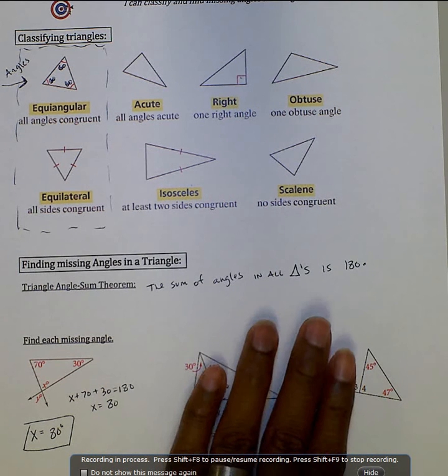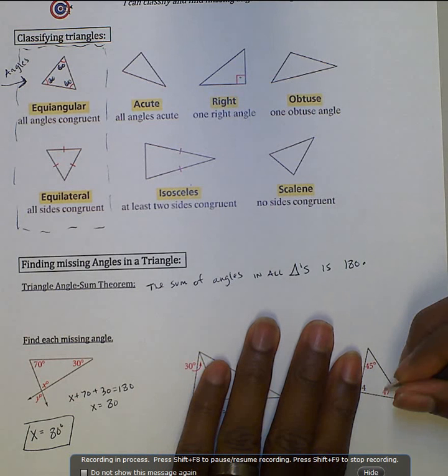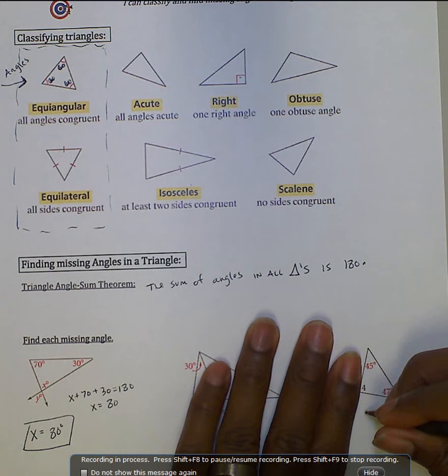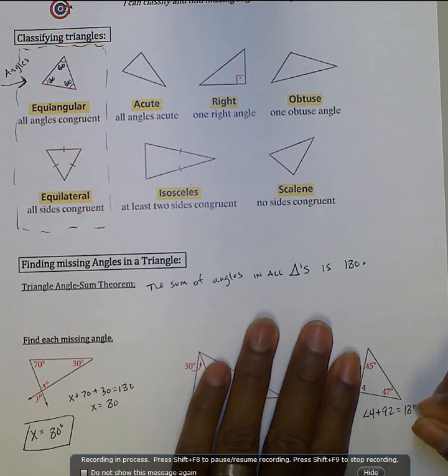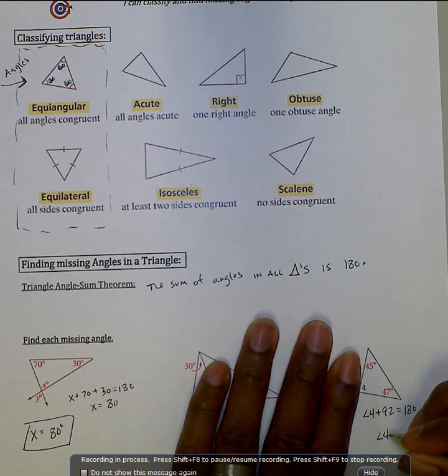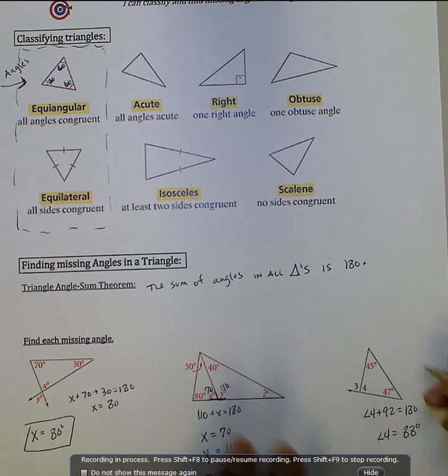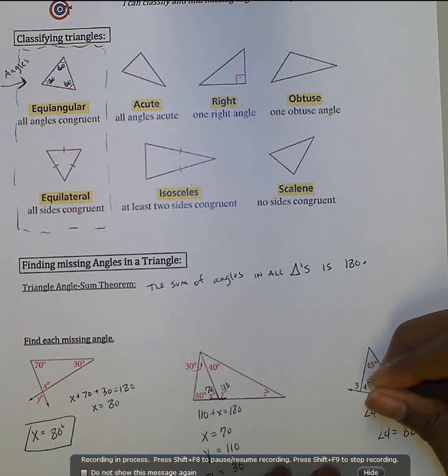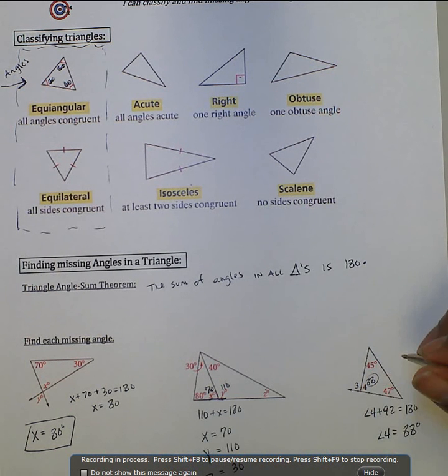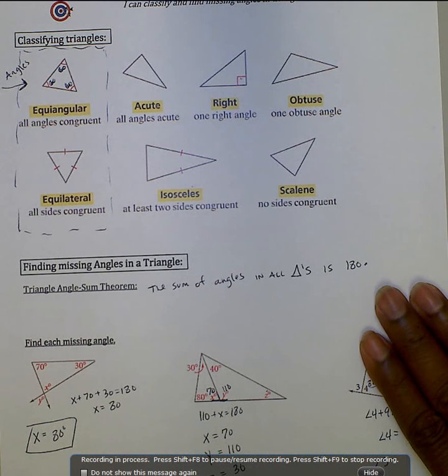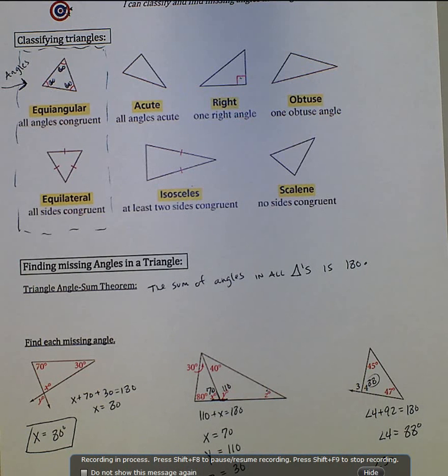And last example here, 45 plus 47 gives us 92. So angle 4 plus 92 should equal 180. Subtract 92 from both sides, and we find that angle 4 is 88 degrees. Then angle 3 will be, well, these two again make up a straight line, so they should add up to 180. 180 minus 88 gives us 92.